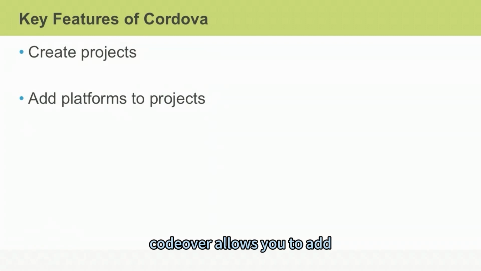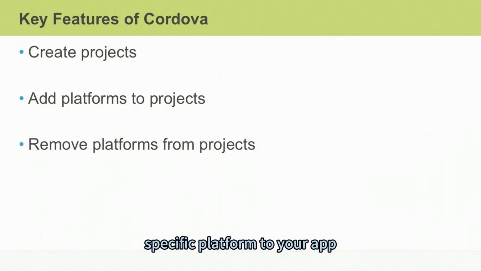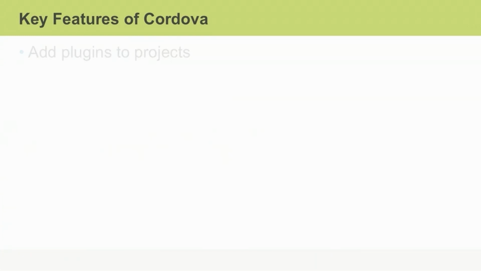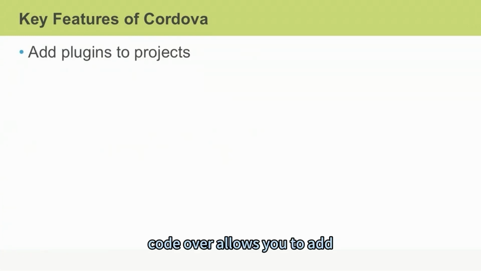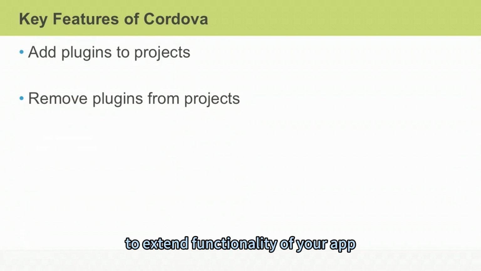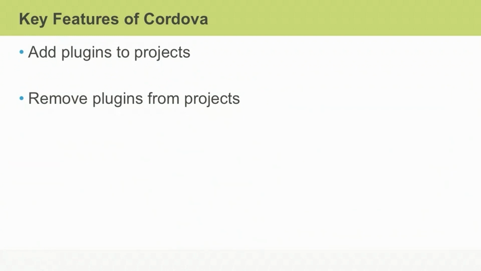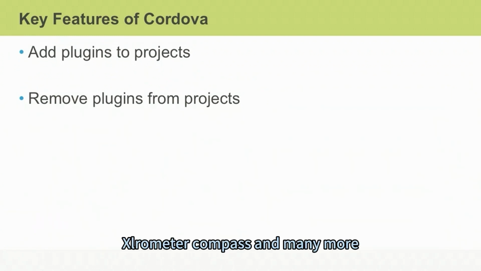Cordova allows you to add or remove a specific platform to your app. Cordova allows you to add or remove native plugins to extend the functionality of your app. Through this feature, you can access and use native components like camera, accelerometer, compass, and many more.